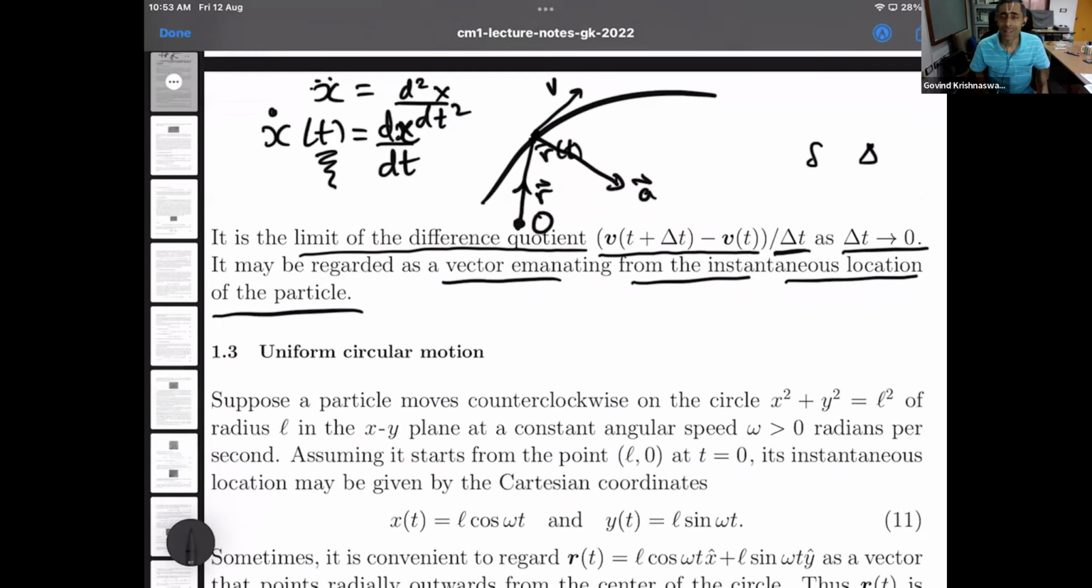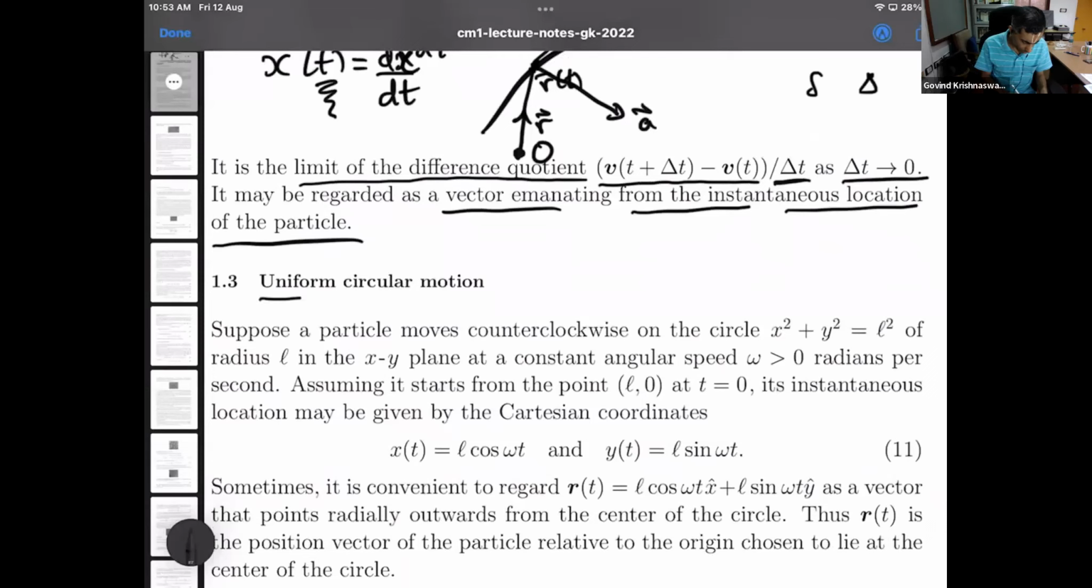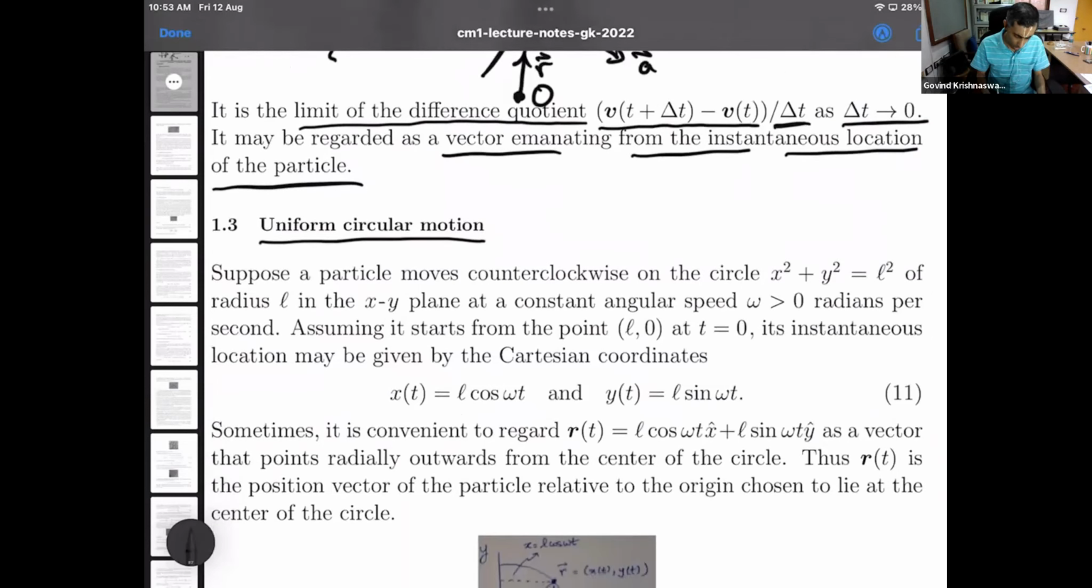Okay, let us look at one example, namely that of uniform circular motion, which is commonly encountered and is a useful approximate model for many things we see in everyday life also.